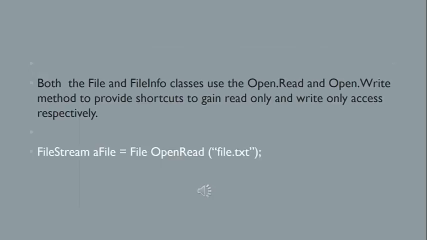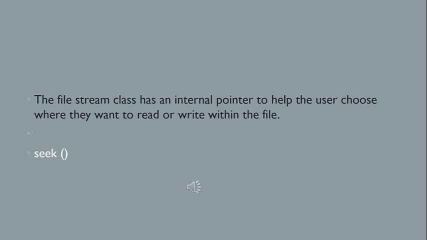Both the File and FileInfo classes use the OpenRead and OpenWrite methods to provide shortcuts to gain read-only and write-only access respectively. FileStream aFile = File.OpenRead("file.txt"); The FileStream class has an internal pointer to help the user choose where they want to read or write within the file. Seek().